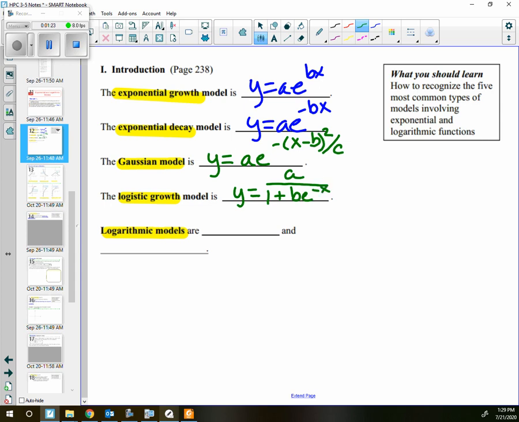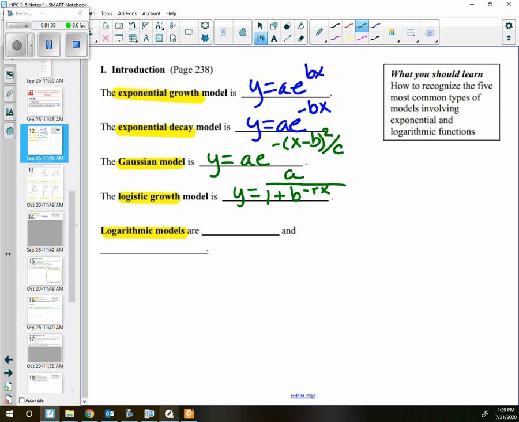A over 1 plus b e to the negative rx. I'm just falling apart here. So you need the rate r in there. So the a, the b, and the r are the things that would be unique to a logistic.